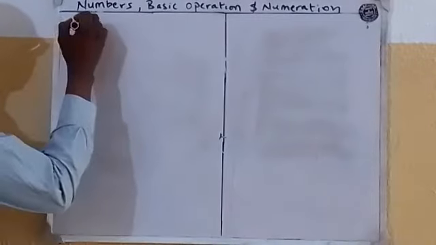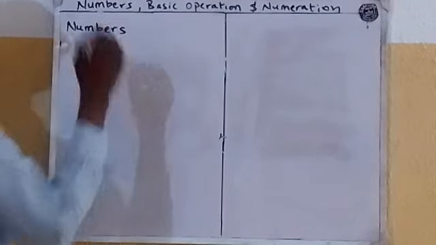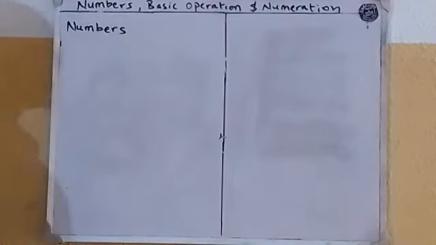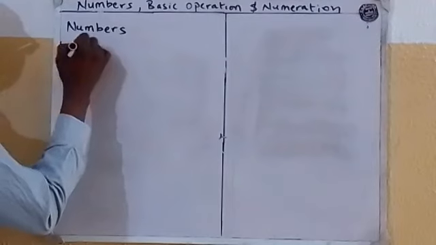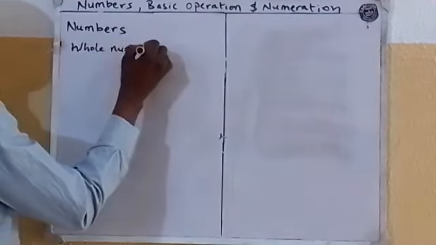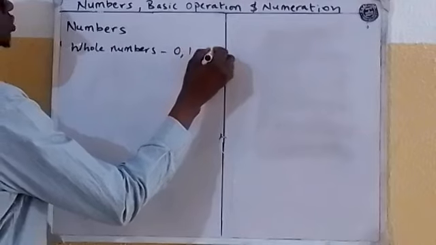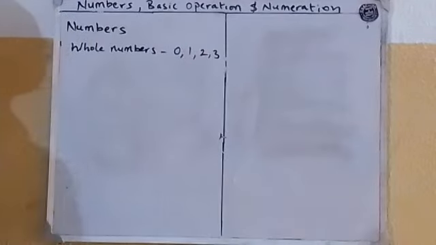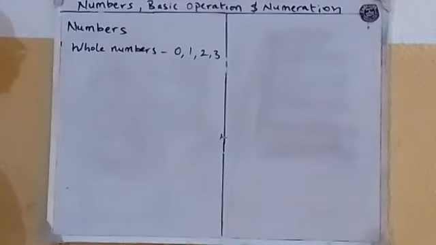Numbers, as we know, are mathematical symbols for counting. We have different kinds of numbers. We have whole numbers, like 0, 1, 2, 3, and so on. We all know them as our decimals, our decimals to base 10.